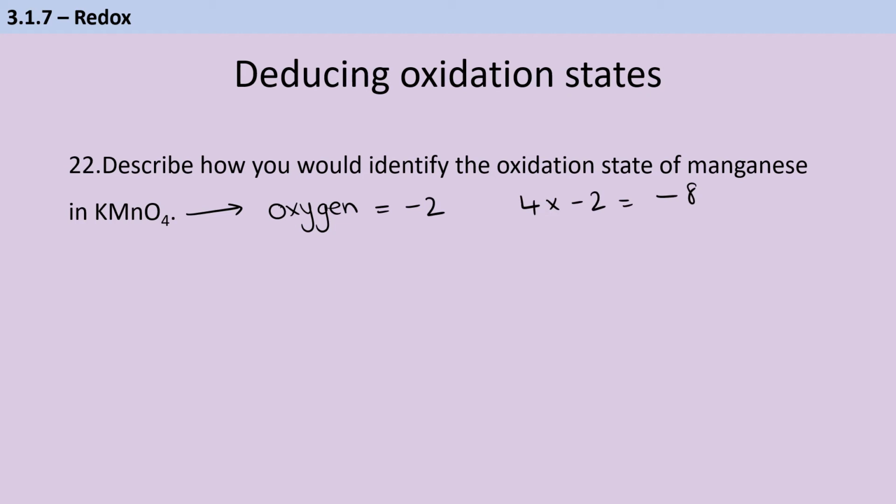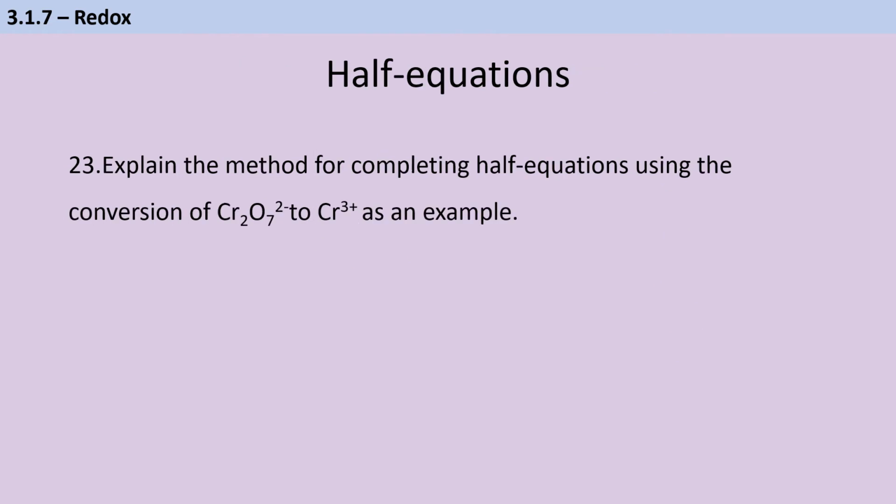Then potassium is in group 1, so we know it will have an oxidation state of +1, so we can factor that in. And because this compound is a neutral uncharged compound, overall we know that all the oxidation states must add up to be 0, and therefore what are we missing? +7. So that will be the oxidation state of the manganese.